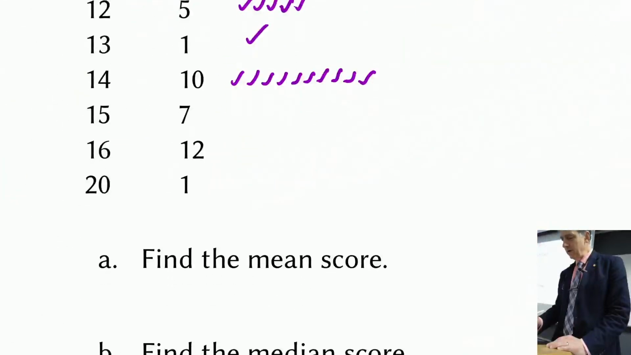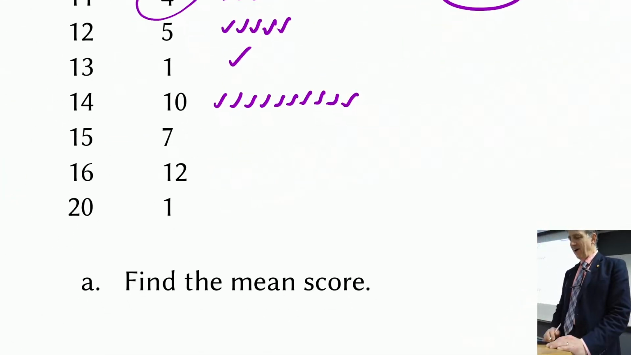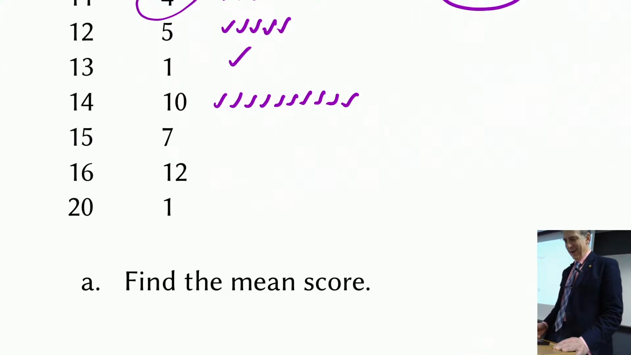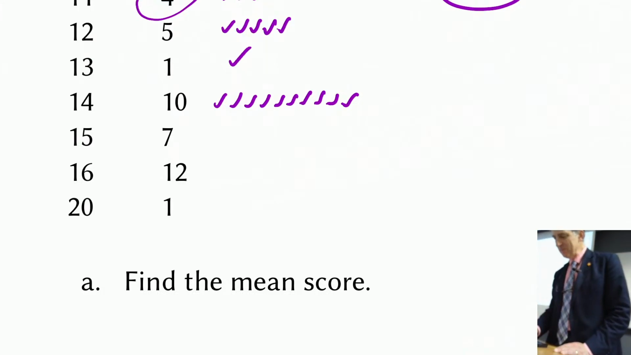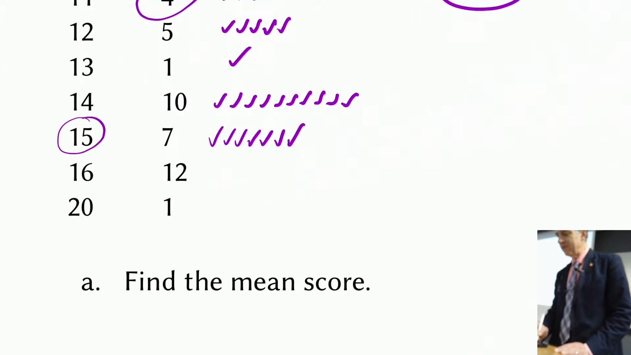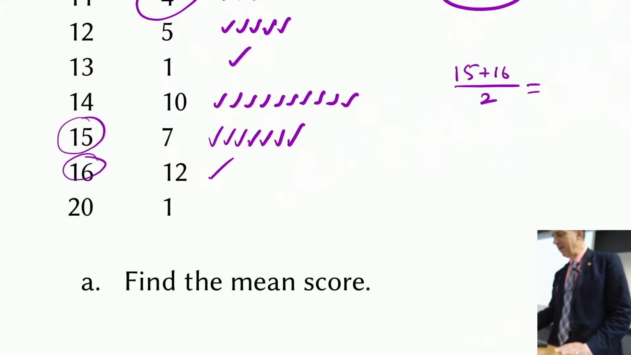27.5. Wow. Oh, Anna, you weren't right. Okay, you're almost right. It was close. So 21, 22, 23, 24, 25, 26, 27. The 27th number is a 15. The 28th number is a 16. So you're going to average those together and you get 15.5. Very nice.